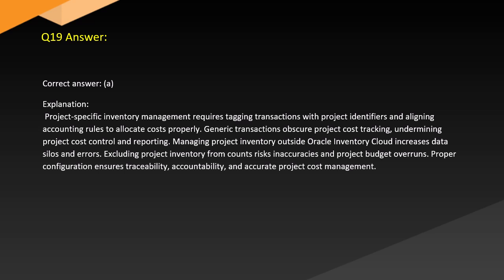Answer. Correct answer, A. Explanation. Project-specific inventory management requires tagging transactions with project identifiers and aligning accounting rules to allocate costs properly. Generic transactions obscure project cost tracking, undermining project cost control and reporting. Managing project inventory outside Oracle Inventory Cloud increases data silos and errors. Excluding project inventory from counts risks inaccuracies and project budget overruns. Proper configuration ensures traceability, accountability, and accurate project cost management.